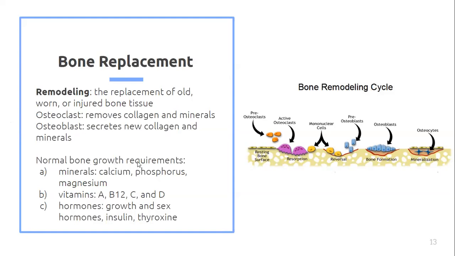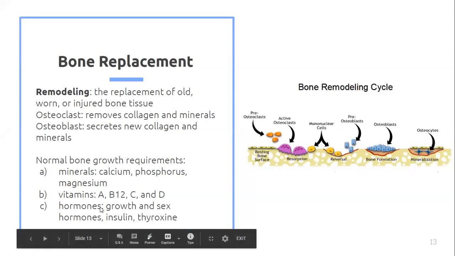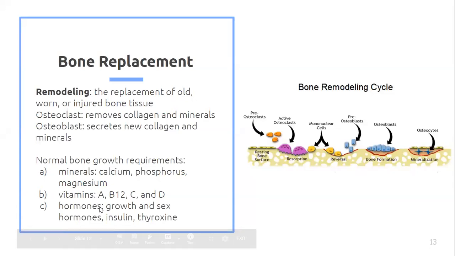Normal bone growth requirements, the usual things you need for your bones to grow properly, are minerals such as calcium, phosphorus, and magnesium, vitamins A, B12, C, and D, and hormones: both growth and sex hormones, insulin, and thyroxine. I know maybe a lot of you, I know I do, take vitamins every day, and they have a bunch of these minerals and vitamins. It's because your bones need these things to grow.